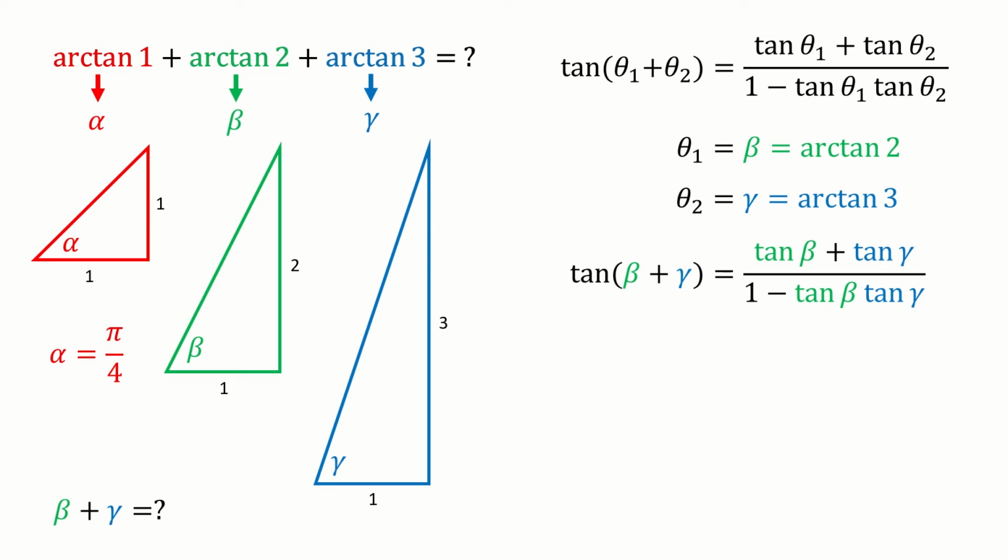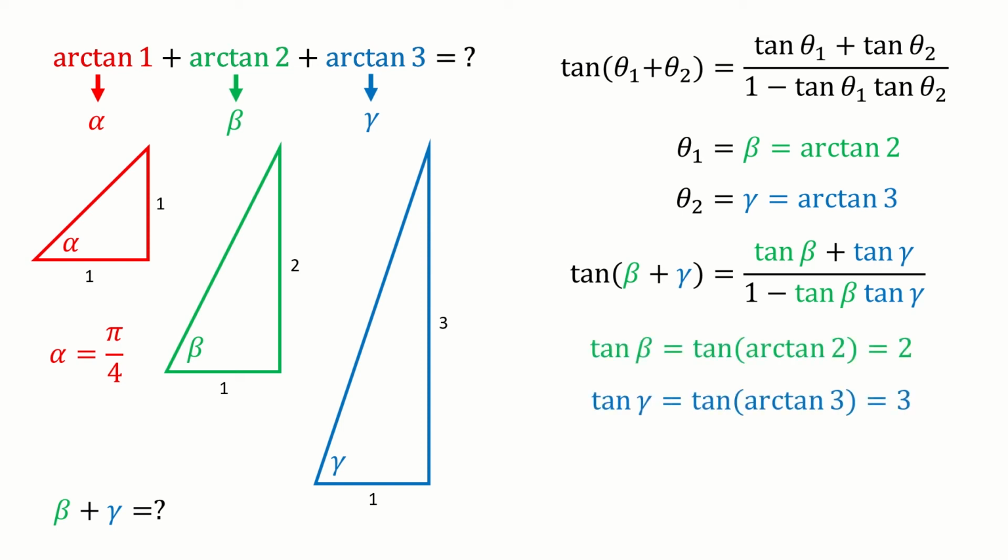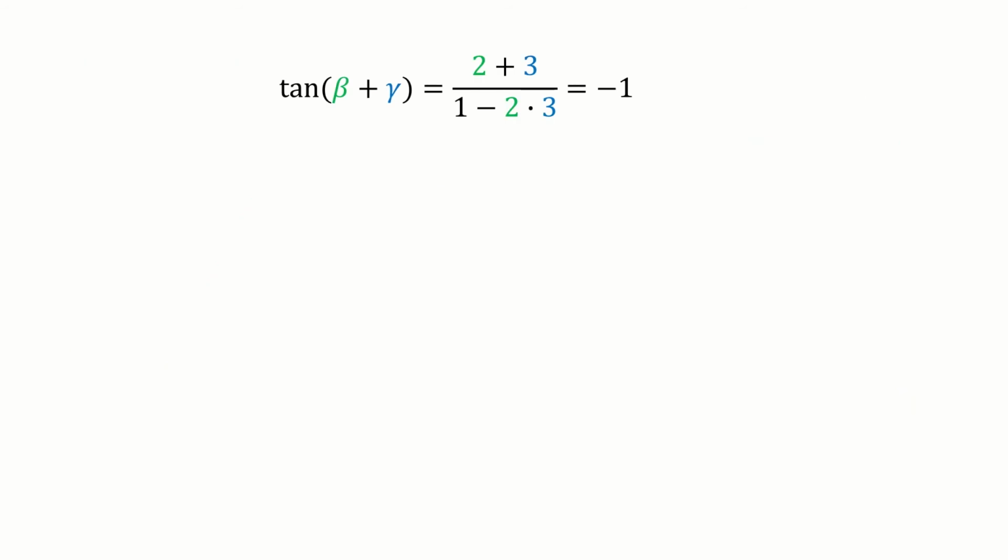So we got here, and tangent beta equals 2, tangent gamma equals 3. So we got tangent of beta plus gamma equals -1. Here I summarize the result in the previous slide. So now we got tangent of beta plus gamma equals -1. But we want to solve the value for beta plus gamma.